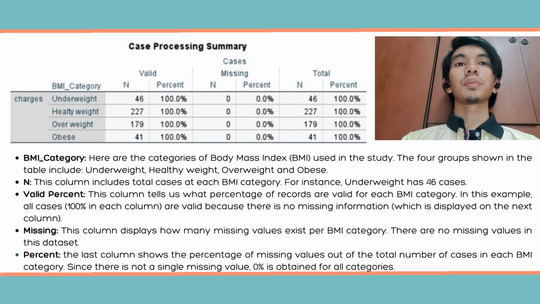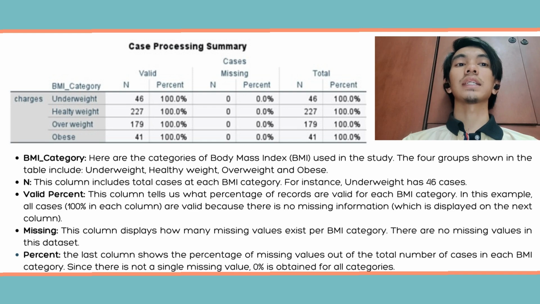And for the case processing summary for the ANOVA table, in the table you can see the charges by BMI category: underweight, healthy weight, overweight, and obese. And the valid N is the case count and percentage for valid cases. The missing is the missing cases. And the total is the total of valid cases and missing cases. The BMI categories here are the categories of body mass index, meaning BMI, used in the study. The four groups shown in the table include underweight, healthy weight, overweight, and obese. And the N column includes the total cases in each BMI category.